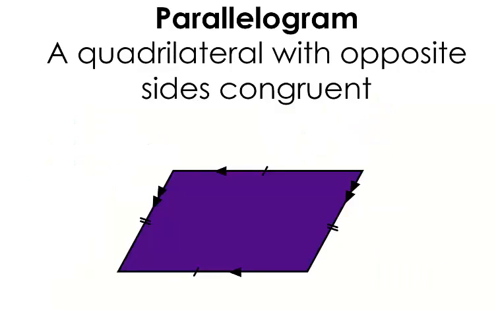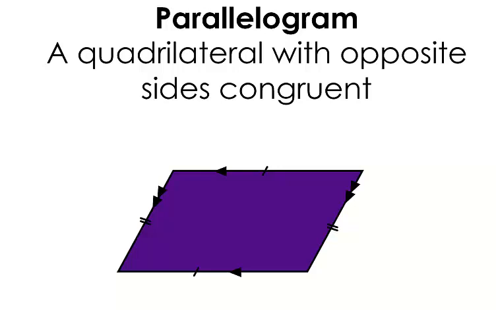So let's start with a parallelogram. For each one of these quadrilaterals, I would like you to write them into your notes with the definition and try to draw a picture the best you can. Please use a straight edge, whether it be a ruler or the side of a book, something that draws straight lines. So a parallelogram is a quadrilateral with opposite sides congruent.